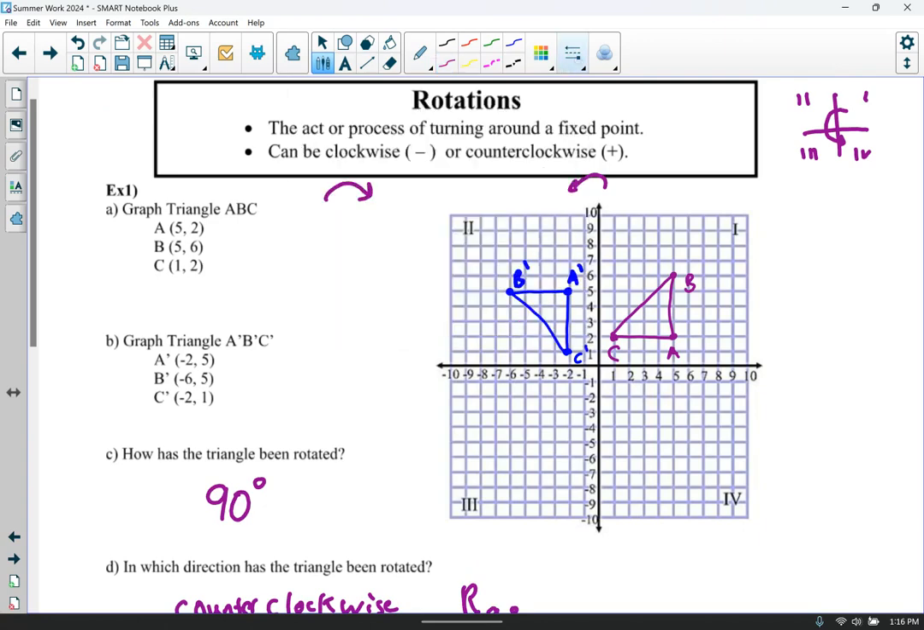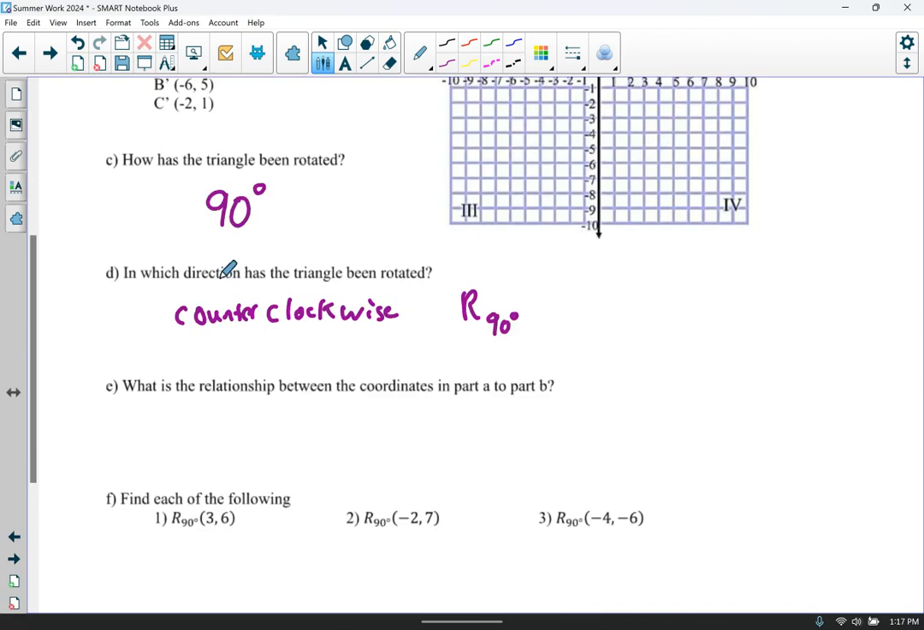Now we want to look at what's the relationship between the coordinates in part A to part B. So maybe that's just looking at one ordered pair, sort of what happens from A to A prime. So I might notice that the X coordinate now becomes the Y coordinate, and the Y coordinate now becomes the X coordinate, but it's negated. And then let's check for B. Does that hold true? Yep. Also for C. Okay. So to show that in coordinate notation, we said that the X coordinate becomes the Y coordinate, and that the Y coordinate becomes the X coordinate, but negated. So we'd show that as (x, y) goes to (negative y, x). So that's our rule for a 90-degree rotation.